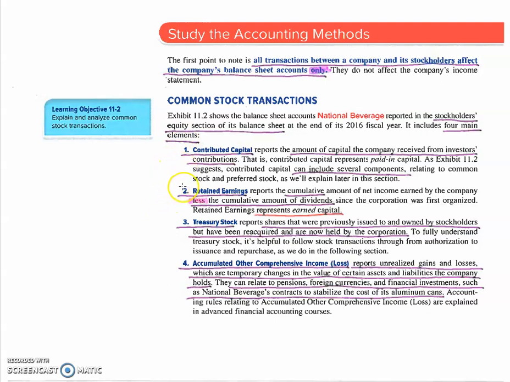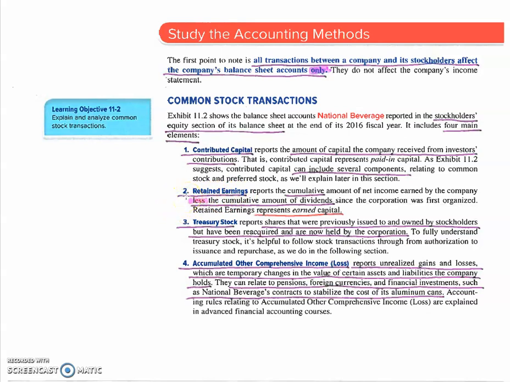Now, the second part is retained earnings. And you've got to remember those two words. So earnings means net income. Retained means we kept it. Now, if we didn't keep it, what did we do? Well, we got rid of it. How do we get rid of earnings? Well, we pay them as dividends.